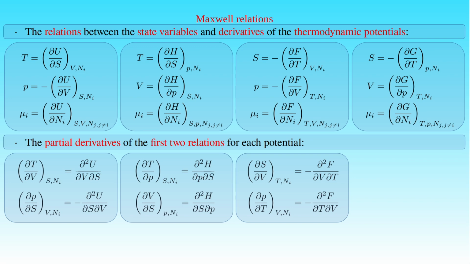For the first equation in the last group, we can write that the partial derivative of the entropy S with respect to the pressure P at constant temperature T and number of particles Ni is equal to minus the second order partial derivative of the free enthalpy G with respect to the pressure P and the temperature T.